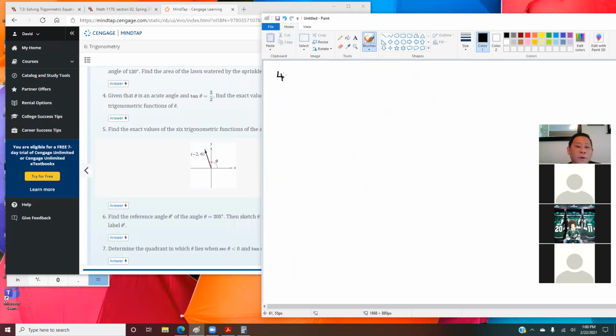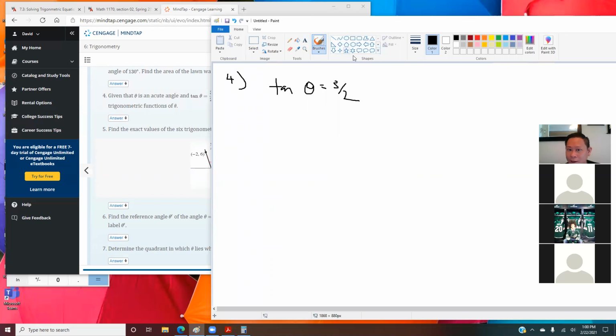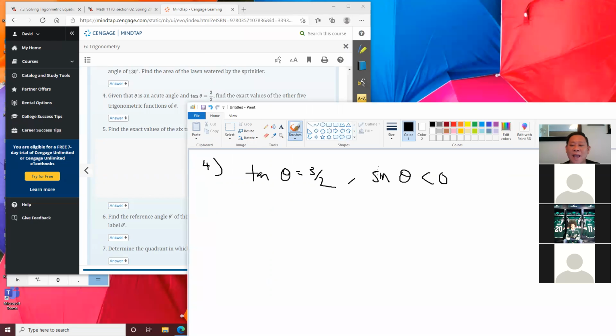All right, question 4. So tangent theta is 3/2. Because this one says it's an acute angle. In your test, you won't get acute. You guys know the meaning of the word acute angle? It's under 90 degrees. Yep, but in the test, it's going to be not acute, it's going to be 0 to 360. But I also give you that, let's say, sine theta is less than 0. I want you to find the exact value of all the 5 trigonometric functions. So I just add this in there.